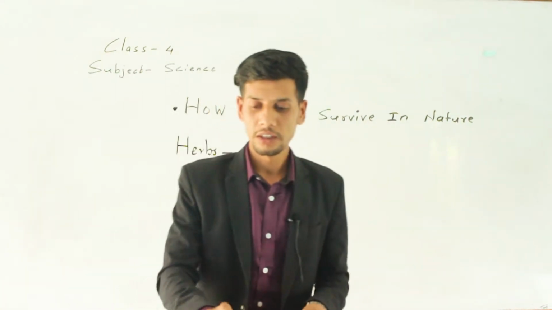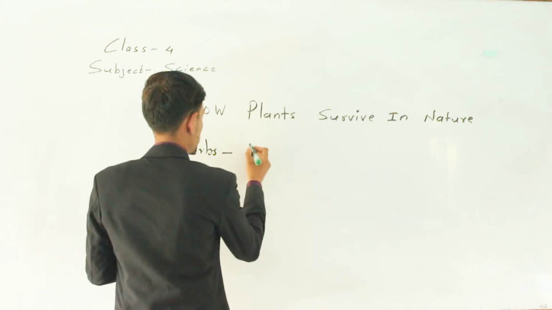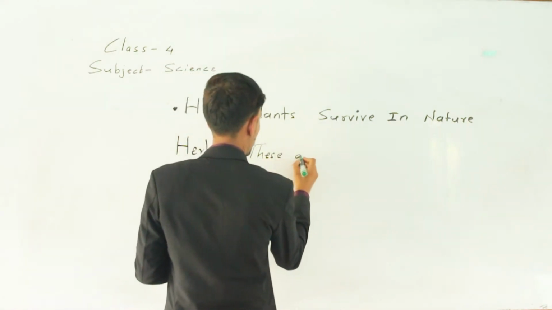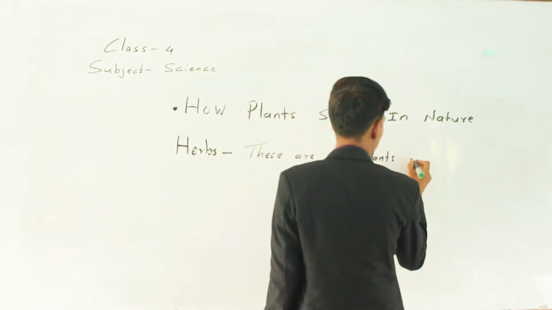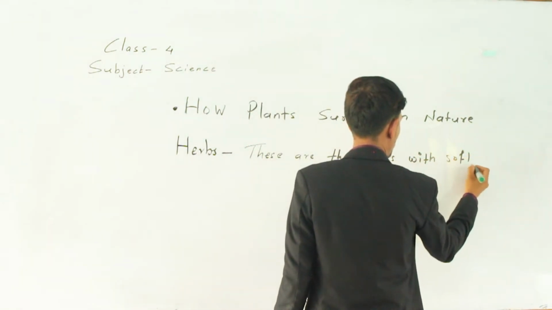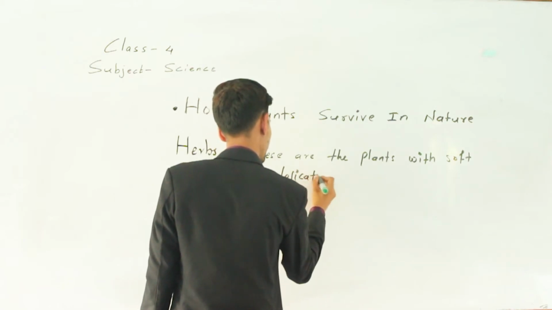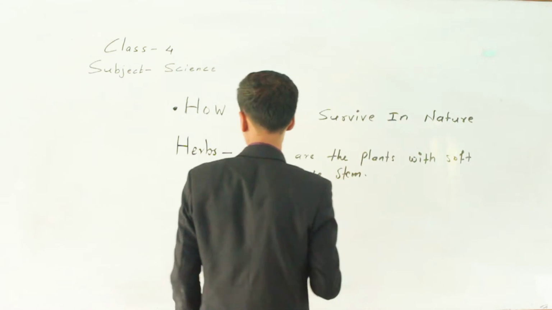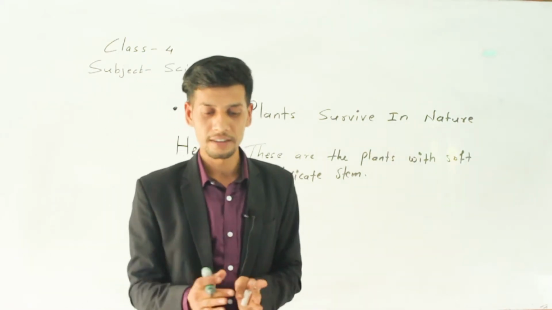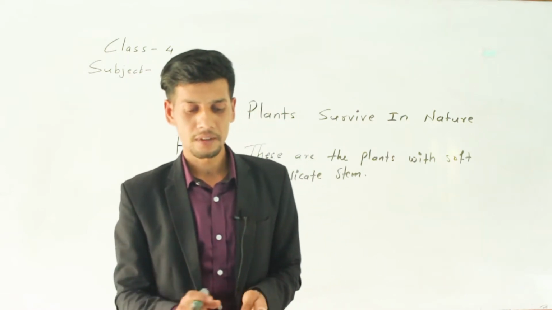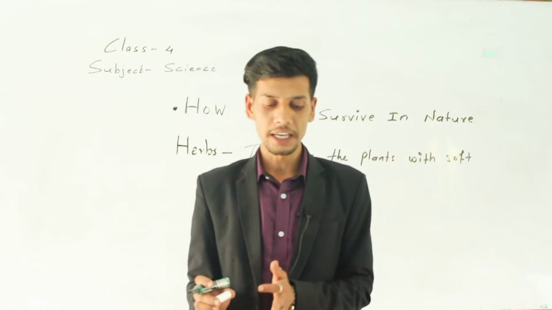Herbs are the plants with soft and delicate stem. So herbs, this type of plants which have soft, which means weak, and delicate stem. And their life cycle is 1 year.